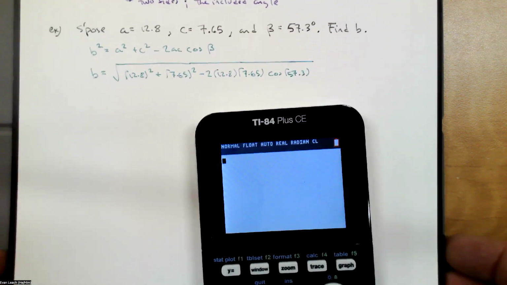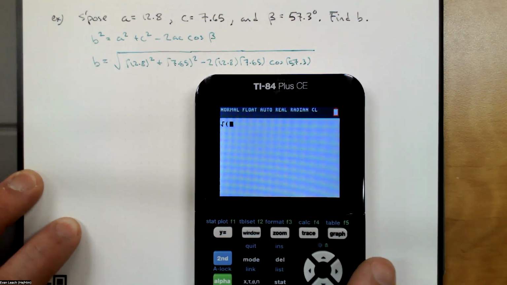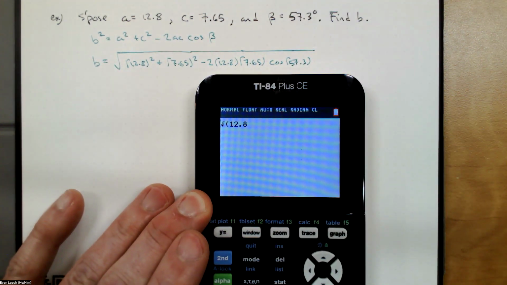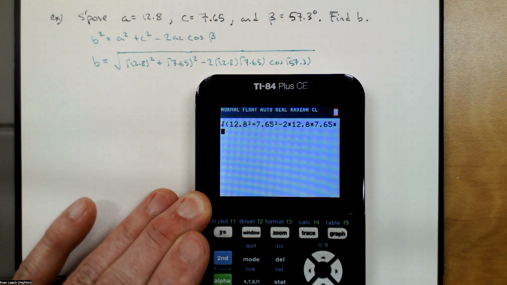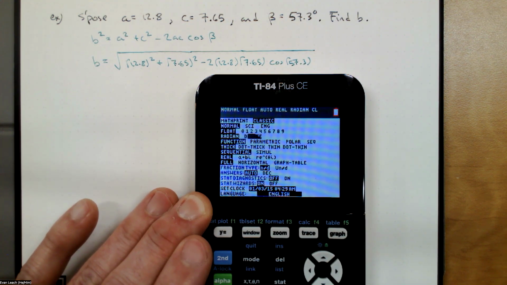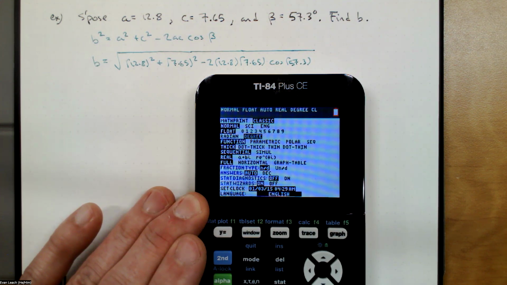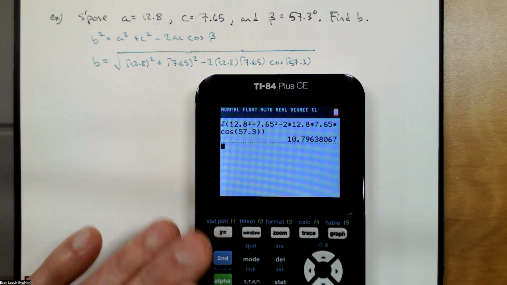I'm just going to type this in like I see it. I'm going to type a square root. So square root of 12.8 squared plus 7.65 squared minus 2 times 12.8 times 7.65 times the cosine of 57.3. Before I hit enter, I'm going to make sure that I am in degree mode because the 57.3 is in degrees. Then we're ready to hit enter.